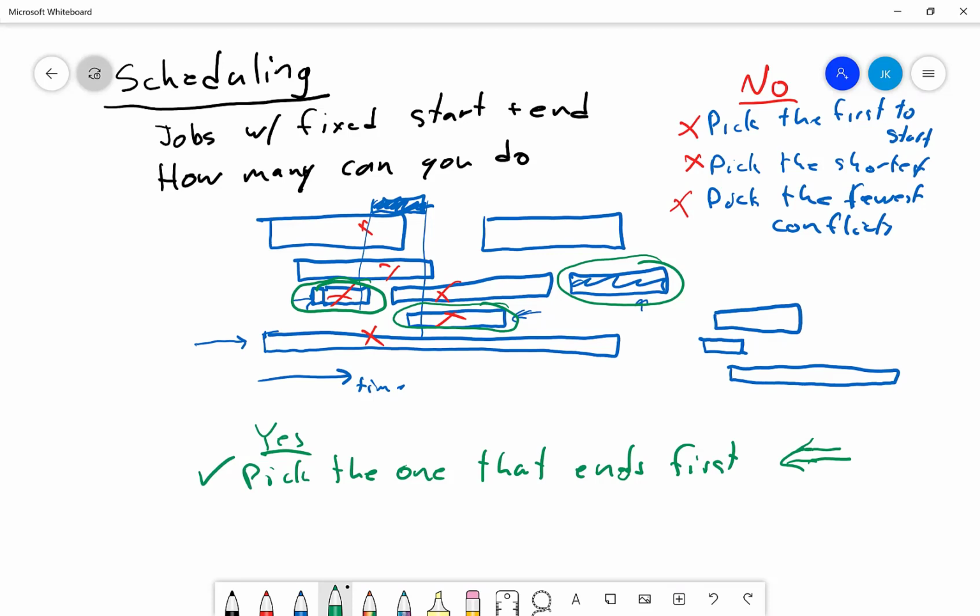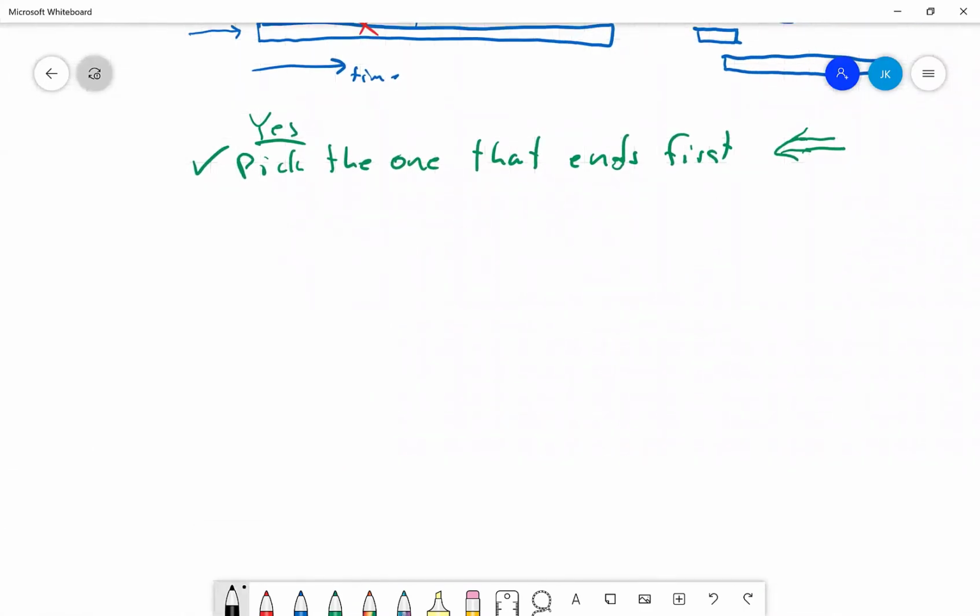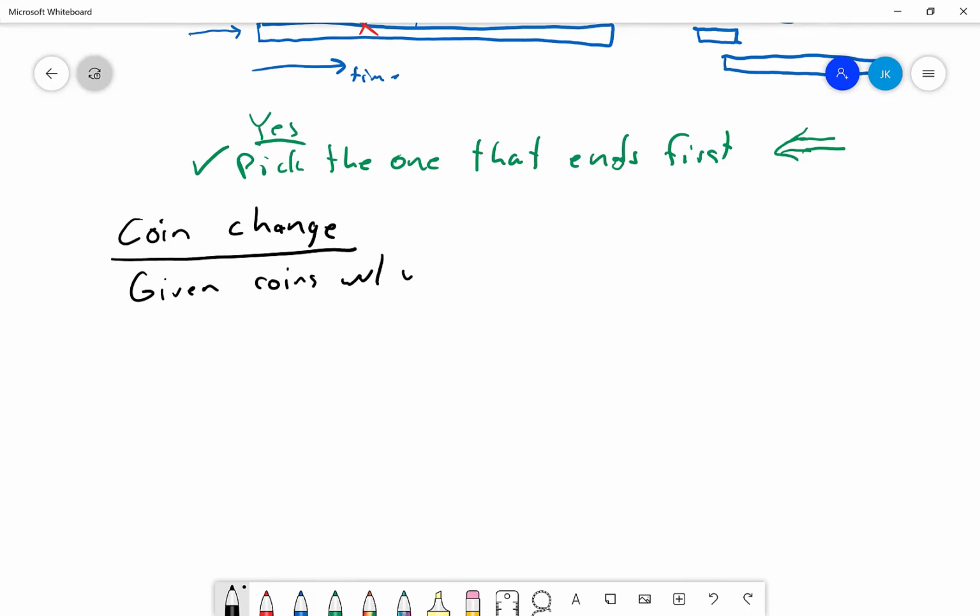Then you take what's left over and you've got a new problem that's smaller. It's got optimal substructure and so on. Okay, so scheduling is one of these classical problems. Another one is coin change. The idea is, given coins with certain values, you want to give change for a certain amount of money with the fewest coins.